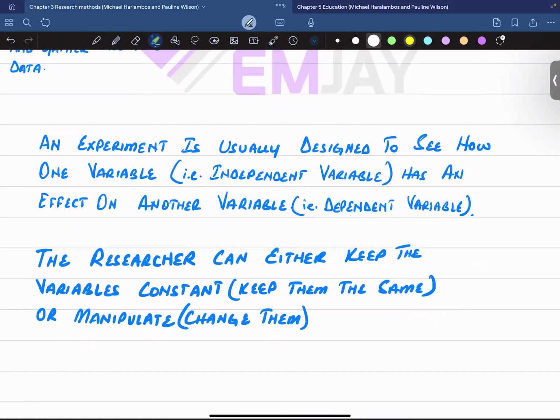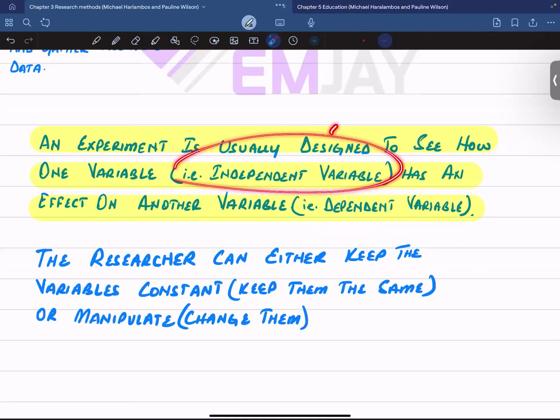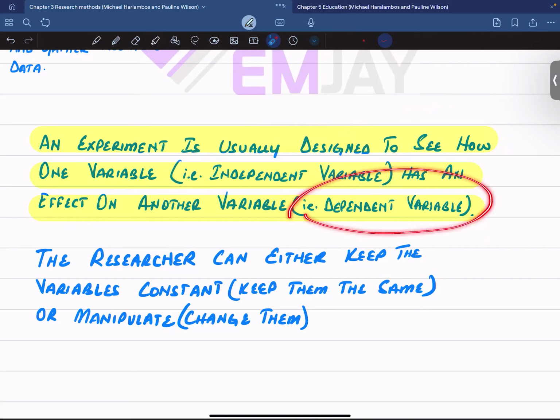to reiterate what I just explained a couple of minutes ago, an experiment is usually designed to see how one variable, that is an independent variable, has an effect on another variable, that is a dependent variable. So the independent variable in my example was the amount of light. However, the dependent variable over here was the concentration level of students.